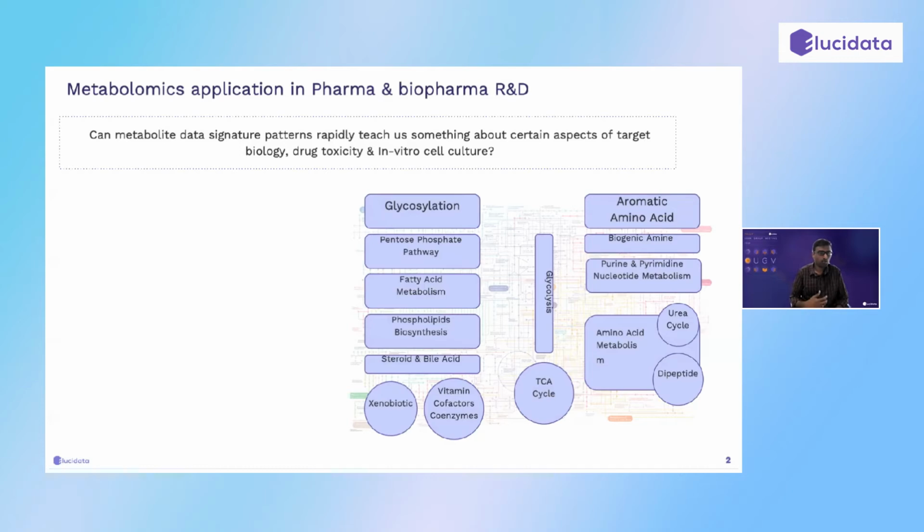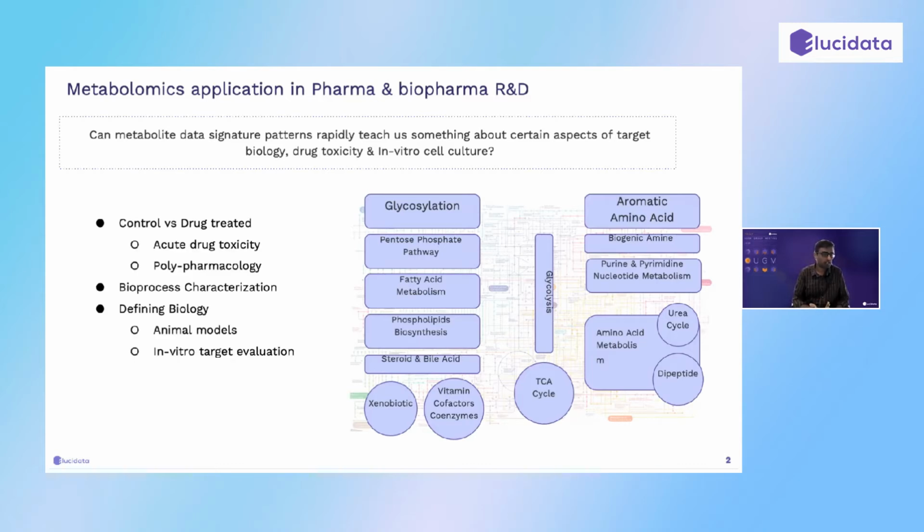So using these basic tools that are available to us, which can verify and probe the known metabolome, we want to understand whether there is a metabolic data signature that can rapidly teach us something about certain aspects of target biology or drug toxicity or in vitro cell culture, for example.